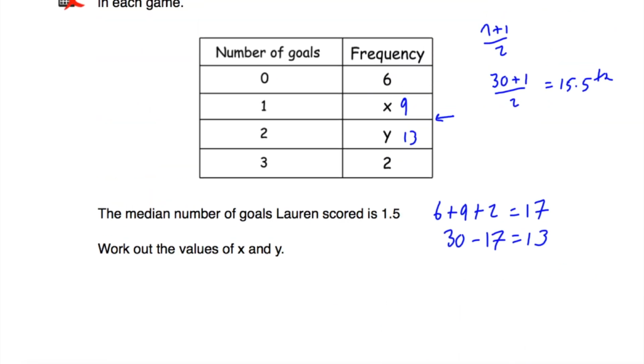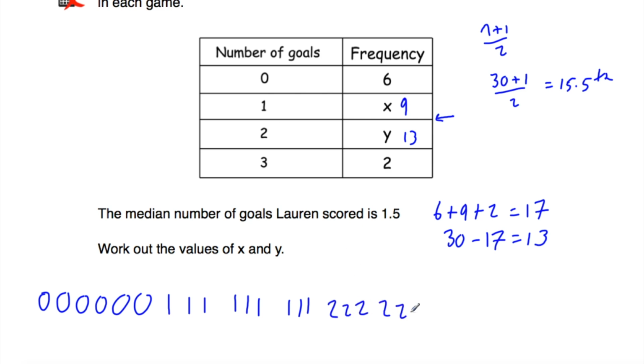And let's just check that. Let's actually just write them down. 6 games she scored no goals. So 0, 0, 0, 0, 0, 0. In 9 games she scored 1 goal. So 1, 1, 1, 1, 1, 1, 1, 1, 1, and in 13 games she scored 2 goals, 1, 2, 3, and then 1, 2, 3, 4, 5, 1, 2, 3, 4, 5, and then in 2 games she scored 3 goals, so 3 and 3.